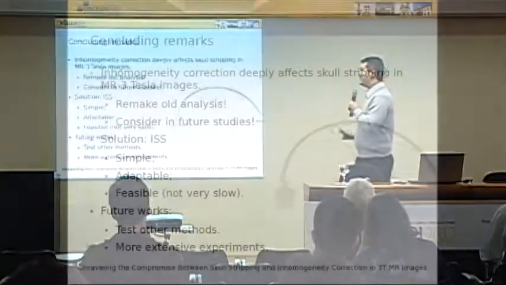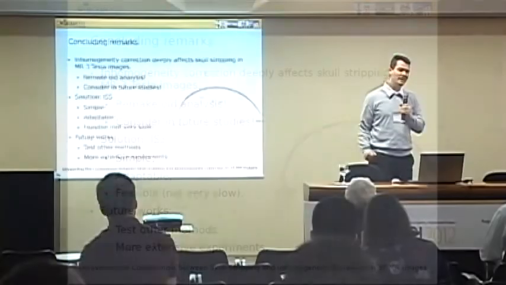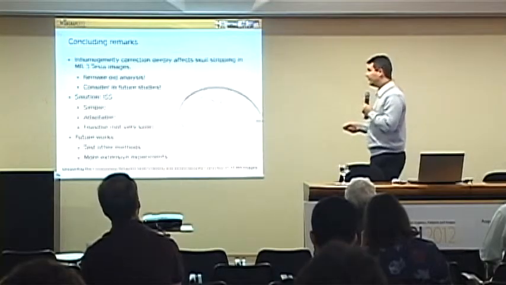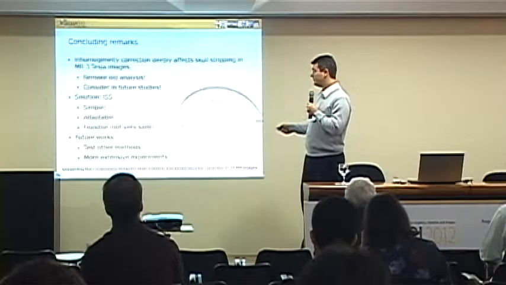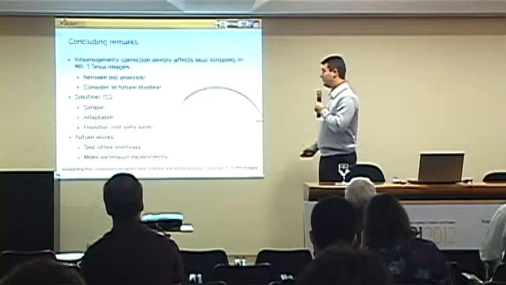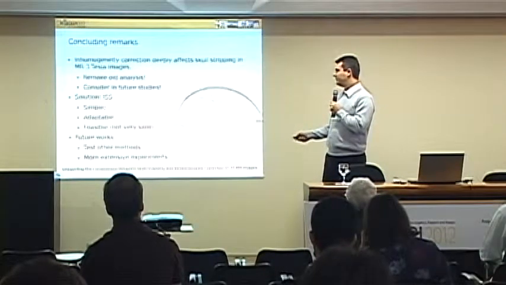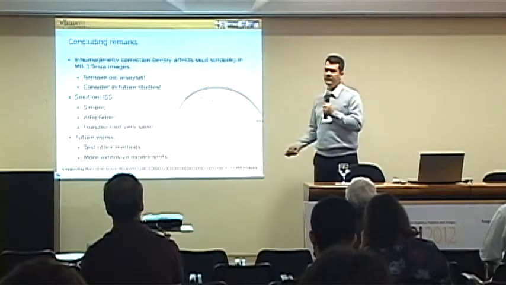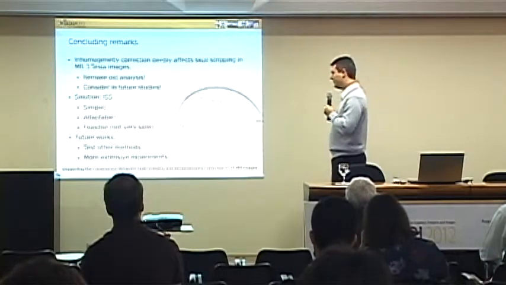We can conclude from our work that inhomogeneity correction deeply affects skull stripping in 3 Tesla MR images. So we must remake all the analysis. Maybe they are wrong. Also, we must consider it in future studies that we make in the area. ESS is a very good solution. It's simple, adaptive, and it's feasible. It's not very slow. It has a very good execution time.